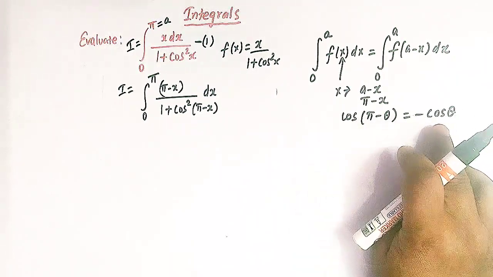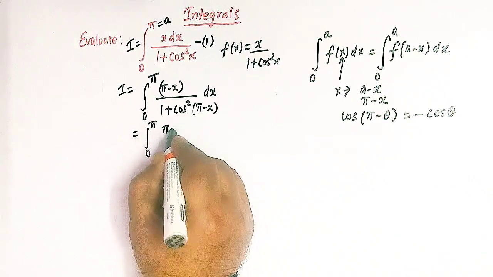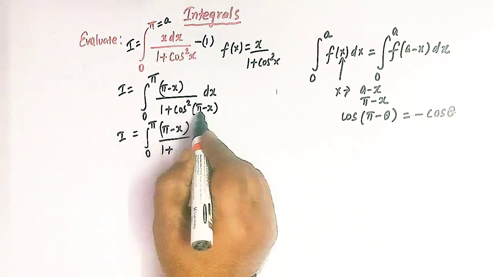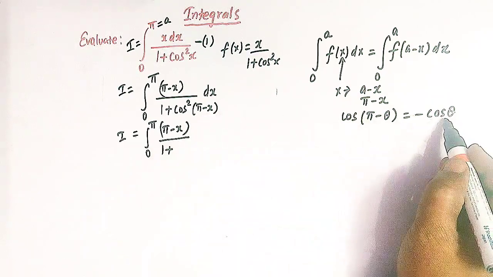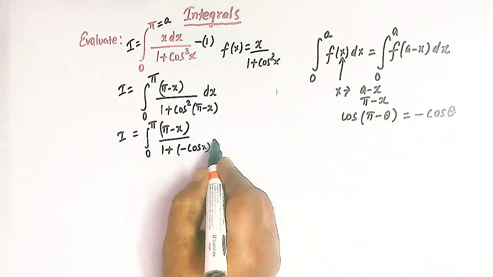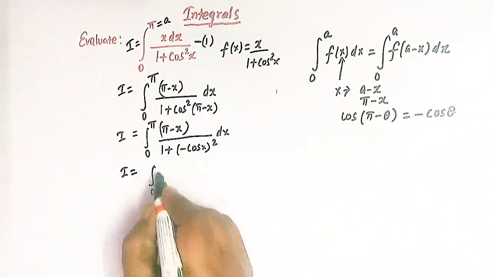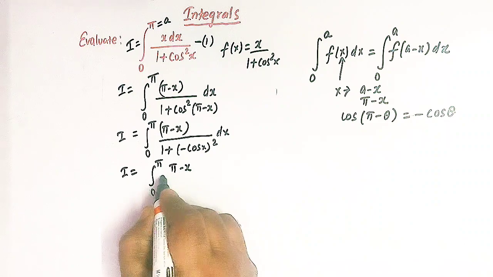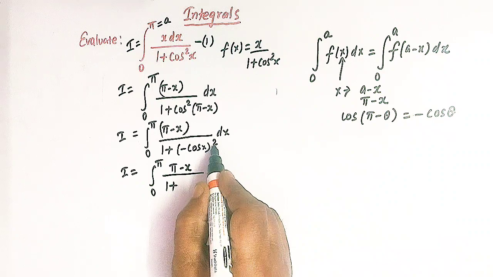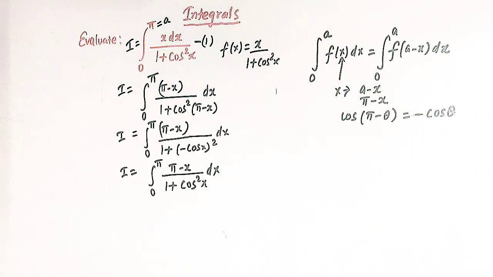So this is a standard result from trigonometry. So here we have 0 to pi, pi minus x, and here we have 1 plus cos of pi minus x is minus cos x, and which is minus cos x square, right? So now we can write this integral as 0 to pi, pi minus x, and here we have 1 plus minus 1 square is positive, so we have simply cos square x, and here we have dx, right?